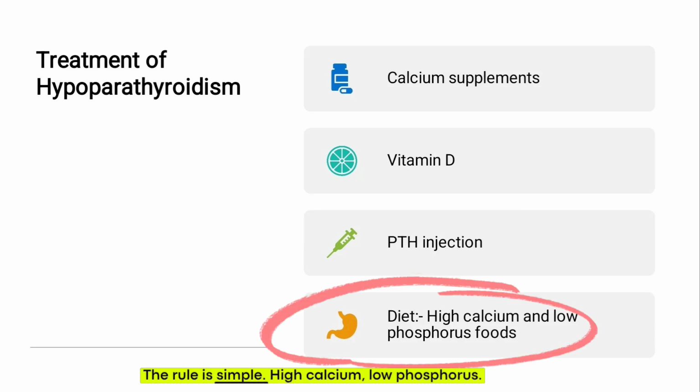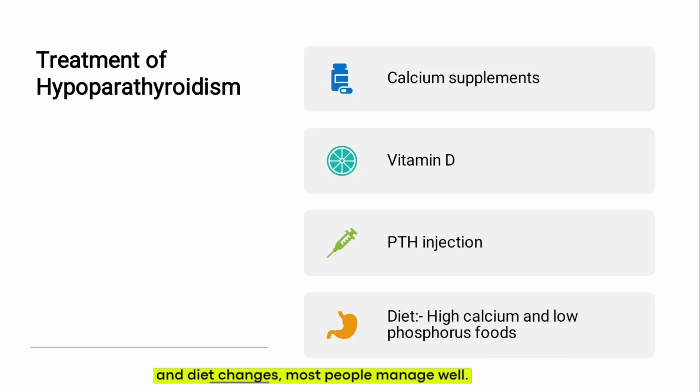The rule is simple: high calcium, low phosphorus. That means foods like dairy and leafy greens are great. But phosphorus-heavy foods like processed meats, sodas, and packaged snacks should be limited because high phosphate competes with calcium and makes symptoms worse. With the right combination of supplements, sometimes injections, and diet changes, most people manage well.